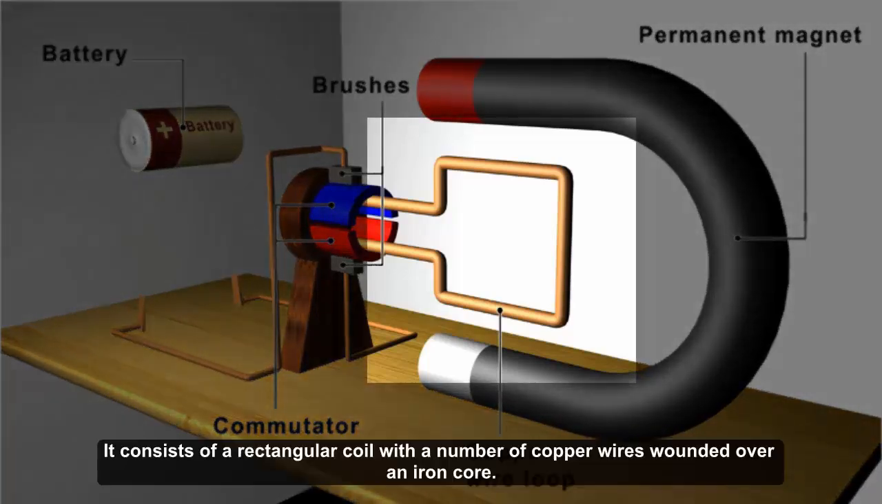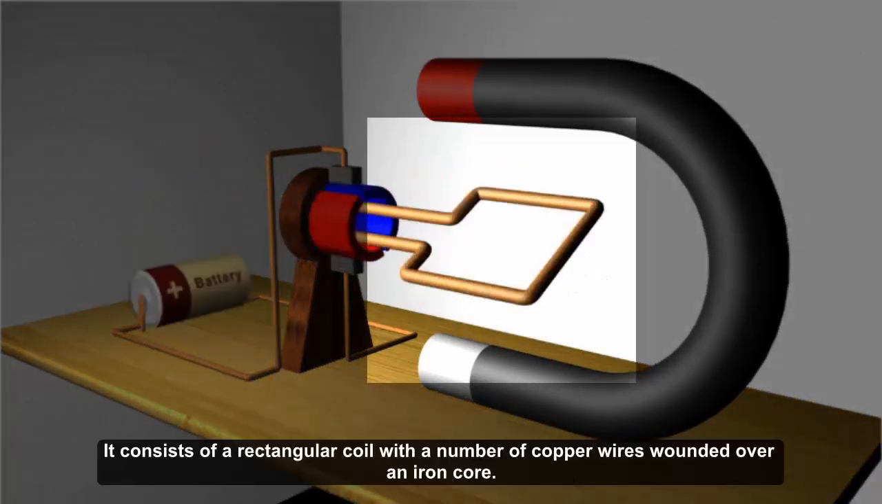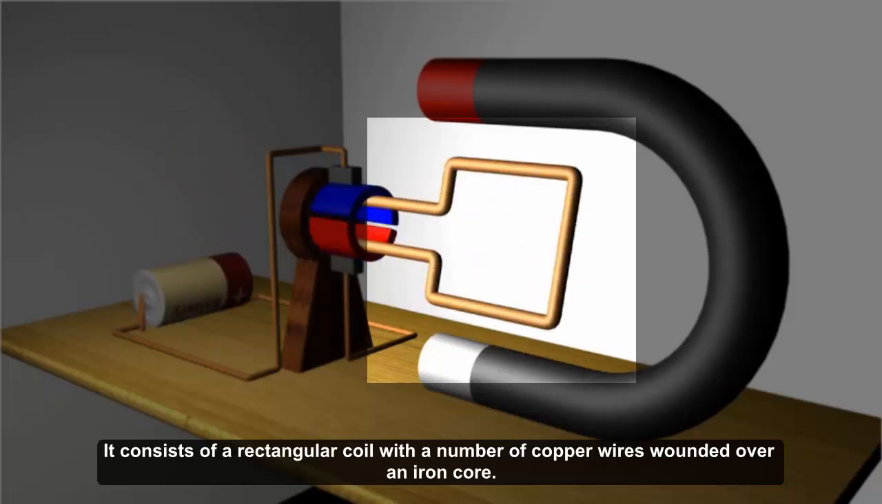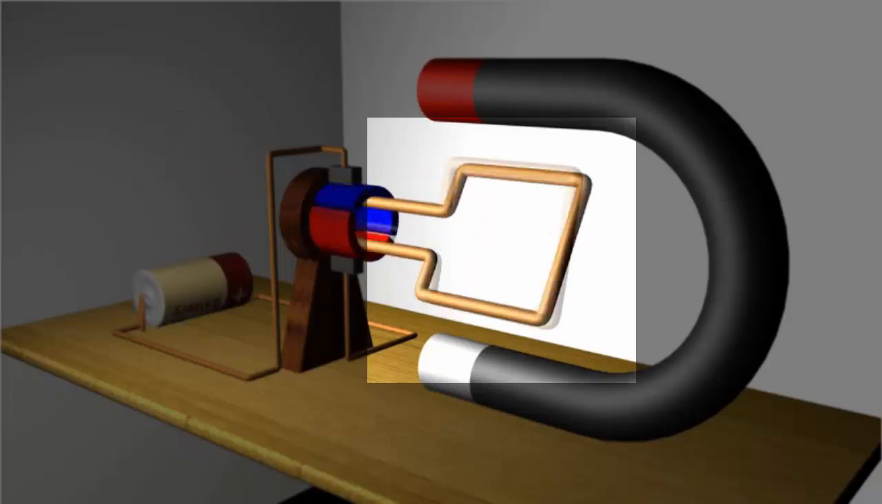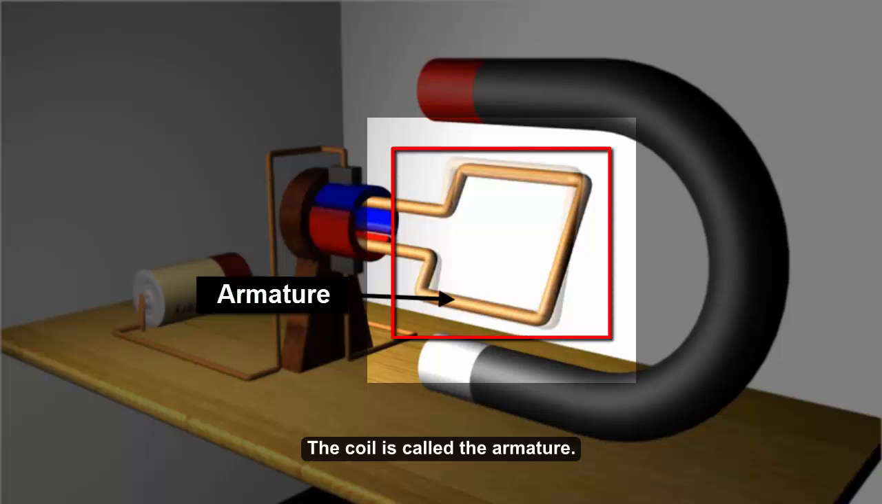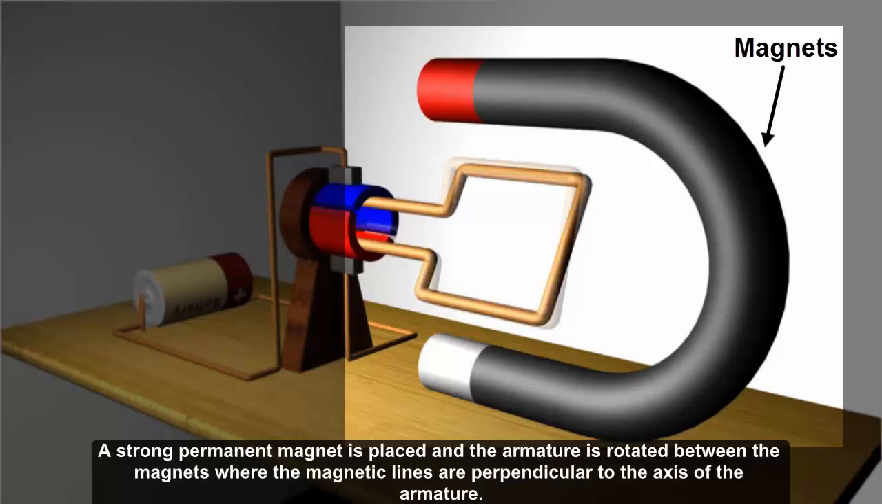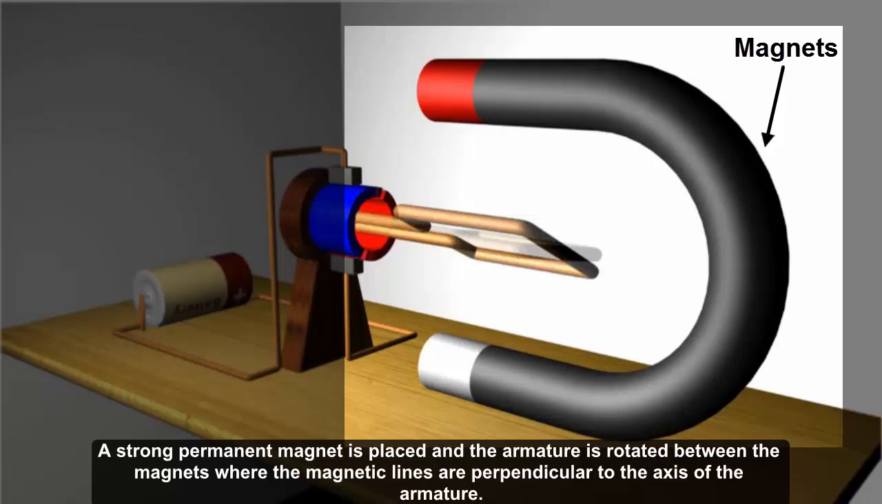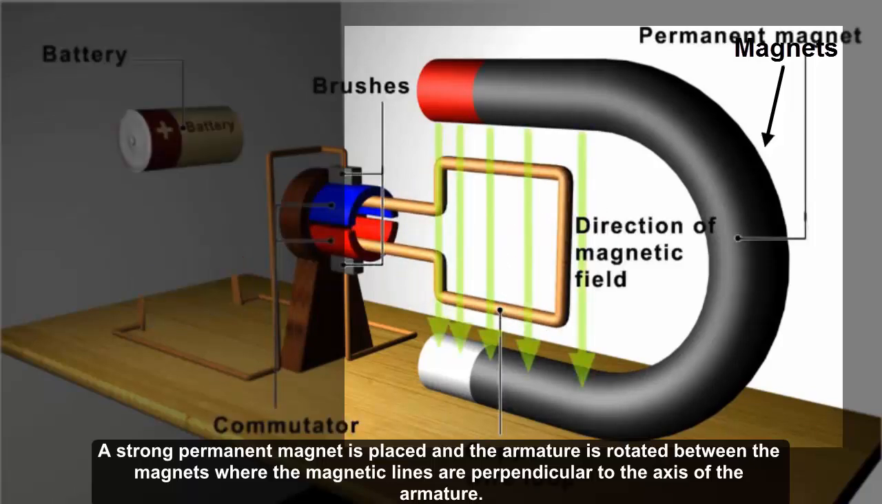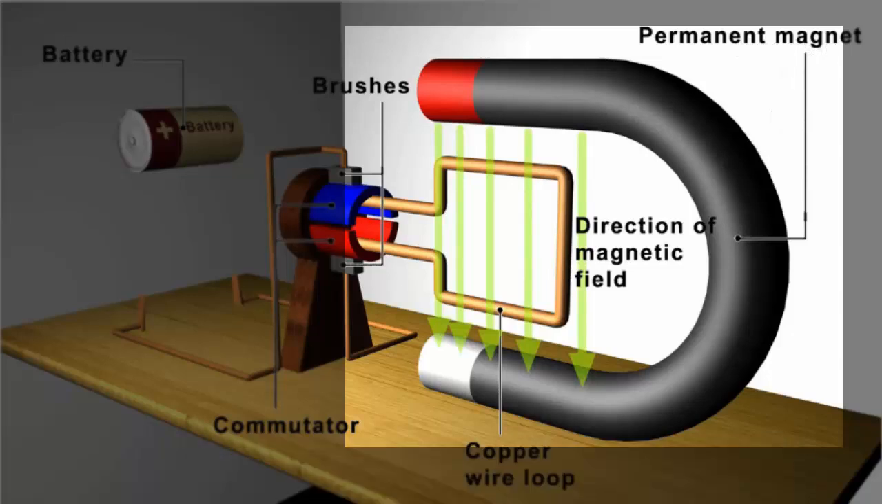Construction. It consists of a rectangular coil with a number of copper wires wound over an iron core. The coil is called the armature. It is used to increase the magnetic flux. A strong permanent magnet is placed and the armature is rotated between the magnets where the magnetic lines are perpendicular to the axis of the armature.